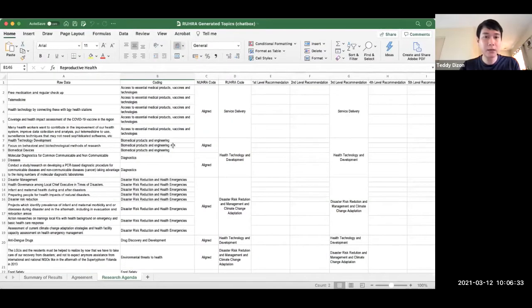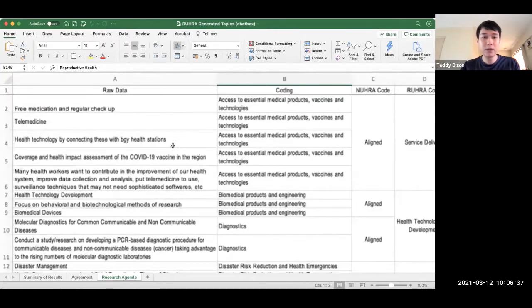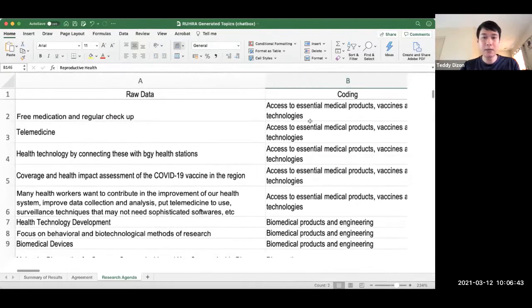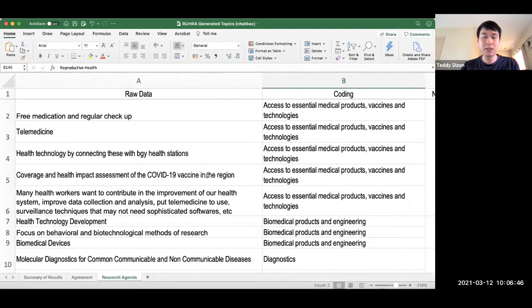Ihiwalay ko lang po siya dito. Nakasulat po dito, for example, free medication and check-ups, telemedicine. Nakasulat siya sa access to essential medical products, vaccines, and also technologies. I think EVHRDC, after this meeting po, if we can finalize the priority research agenda or the regional unified health research agenda, can share the raw data with the stakeholders present today. Thank you. So I'll be going back lang po sa presentation.